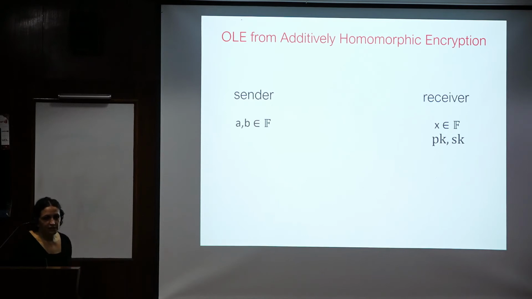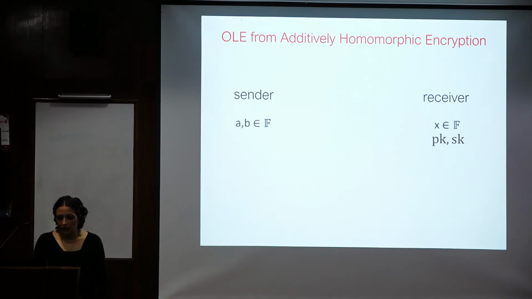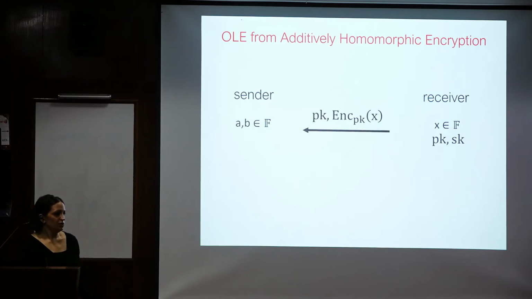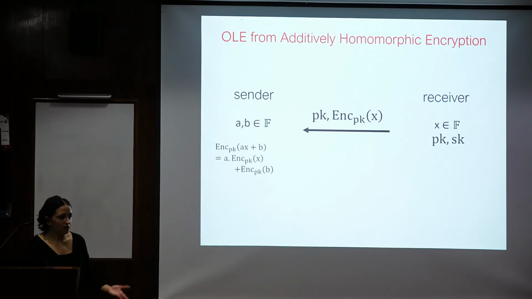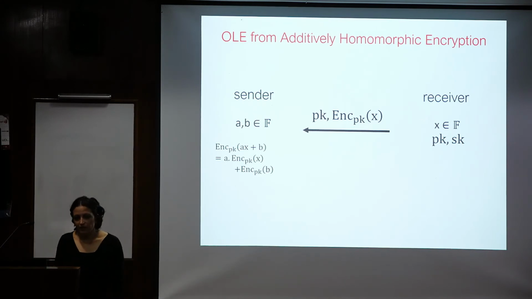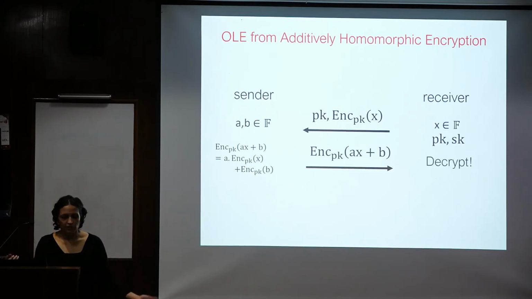And here's a very simple protocol that implements the OLE functionality. The receiver basically sends the encryption of its input. The sender, using the homomorphic properties of the underlying encryption scheme, evaluates the ciphertext, computing the encryption of a x plus b, and sends it over. The receiver just needs to decrypt the outcome. Great.